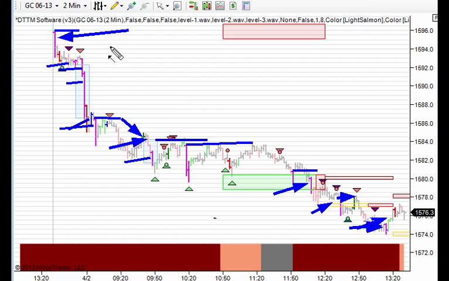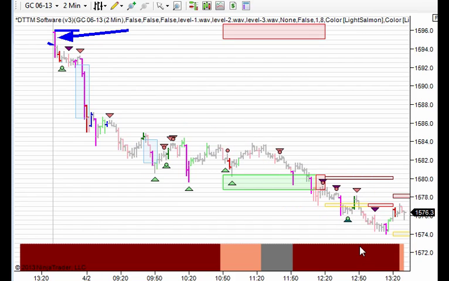So just really showing you sellers being in control of the market all day long, and just kind of an interesting day in gold. Unfortunately, I didn't get to take advantage of it. I was unavailable for a good bit of the day, but wanted to point that out anyway.